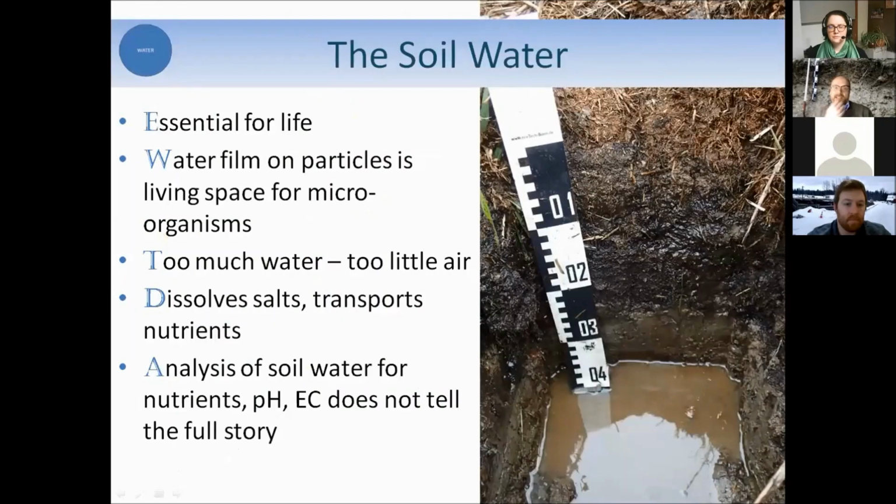So water is essential for life. So we are now in the water section. Between 60 and 95% of plants consist of water. Water is also the habitat of most microorganisms in the soil, or actually all. Without the soil water, soil microbial activity will come to a standstill.